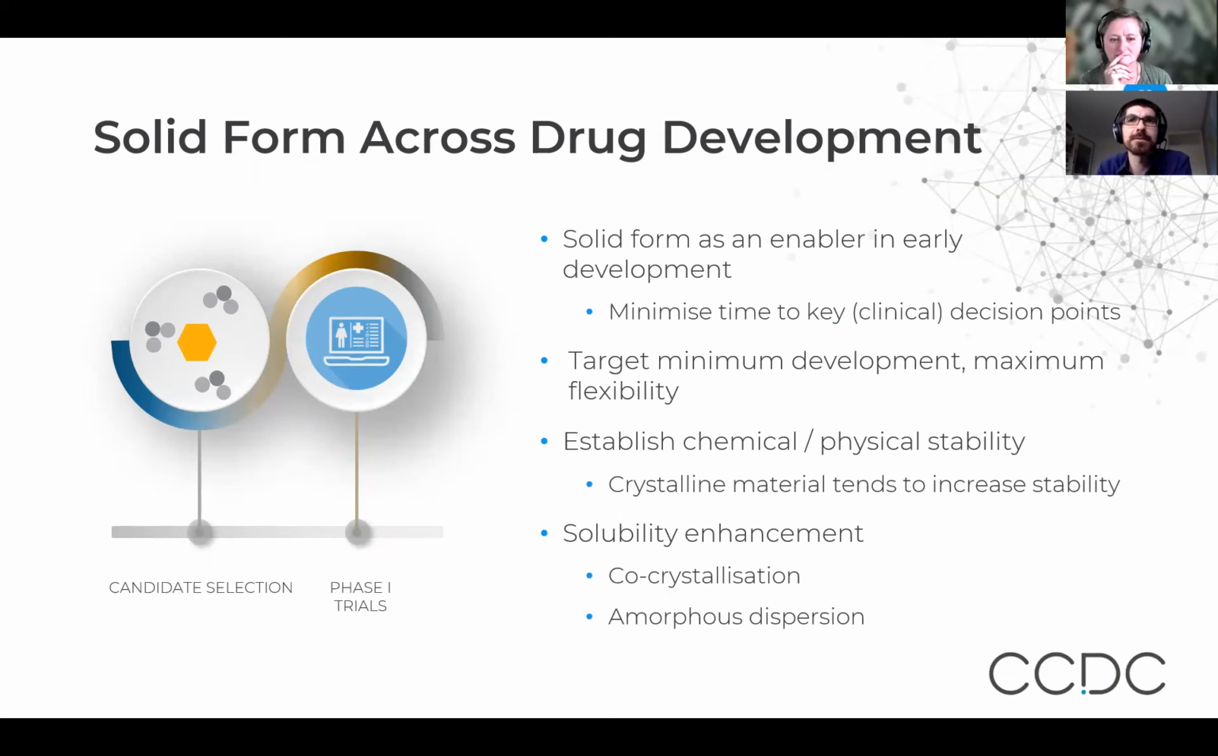We're thinking about chemical and physical stability at this point. Often we'll go for a crystalline form because these tend to increase stability. We know what we're dealing with. But of course, with crystalline structures, we can have issues with solubility, and we need to maintain the right levels of solubility to allow the flexibility of doses that we need in our early clinical trials. And so we want to think about the structures that we have, the materials that we have, and how we might enhance their solubility through co-crystallization or possibly through dispersion in amorphous means.